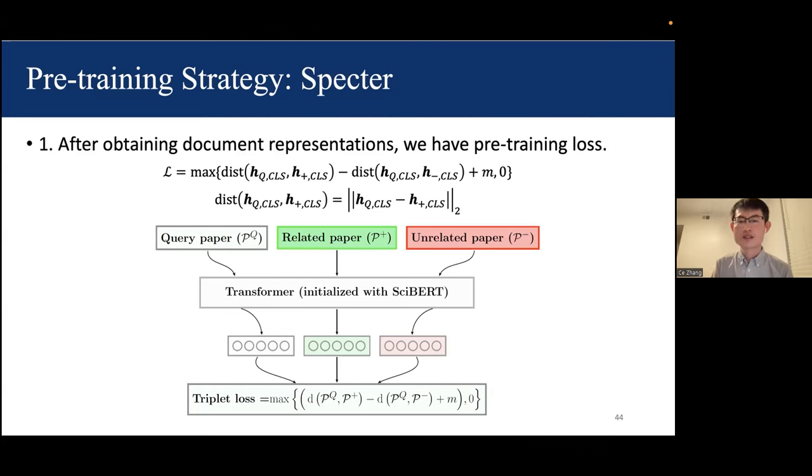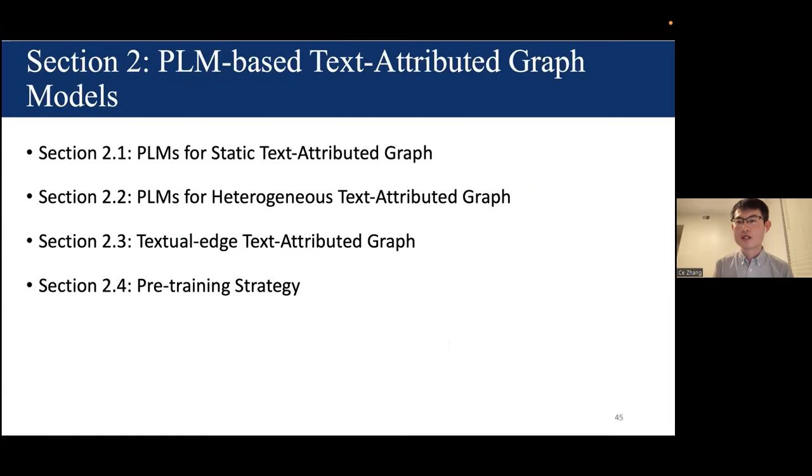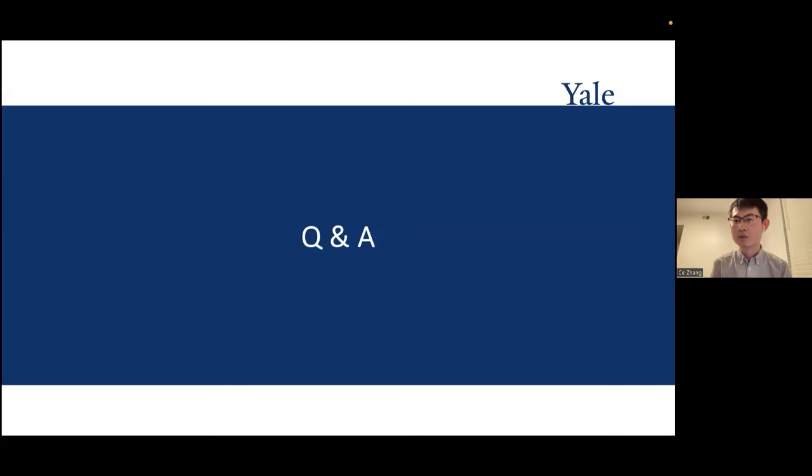So this is basically section two. In section two, I presented three different scenarios for text-attributed graphs. The first scenario is the static scenario. The second one is the heterogeneous scenario with metadata. The third scenario is the textual edge scenario, where documents appear on edges instead of nodes. And finally, in the fourth subsection, I introduced how we do pre-training and fine-tuning on text-attributed graphs. We welcome questions.